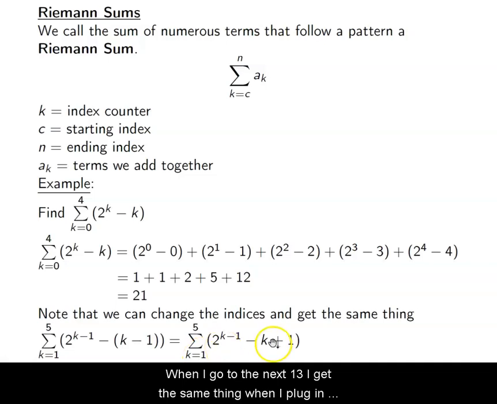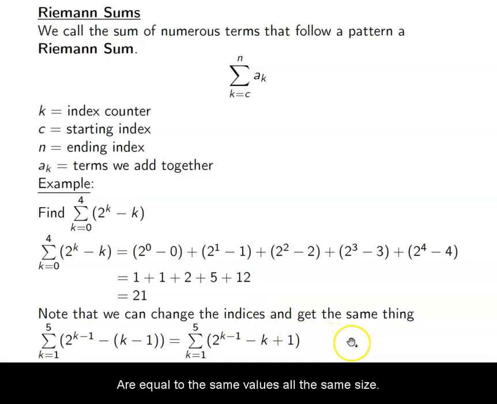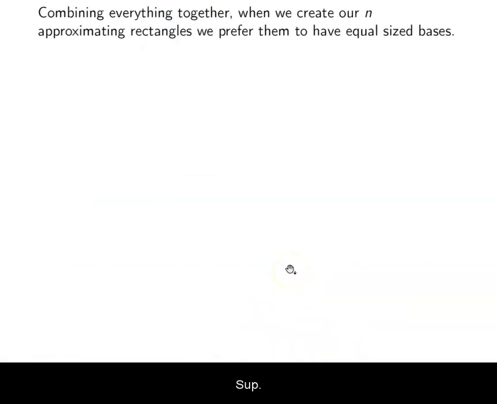When I go to the next one, 3, I'll get the same thing. When I plug in 4 here, I'll get the same thing, and when I plug in 5 here, I'll get the same thing. So all of these 3 are equal to the same value. It's all the same sum. Okay, so let's combine everything together.